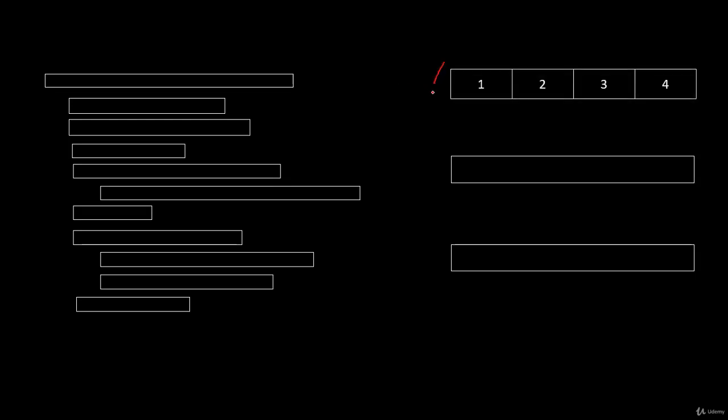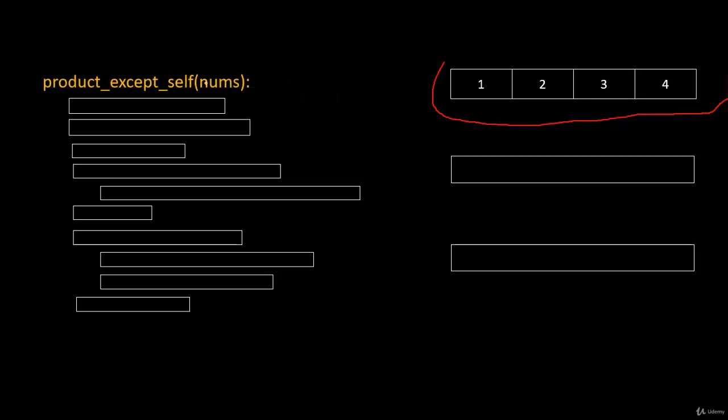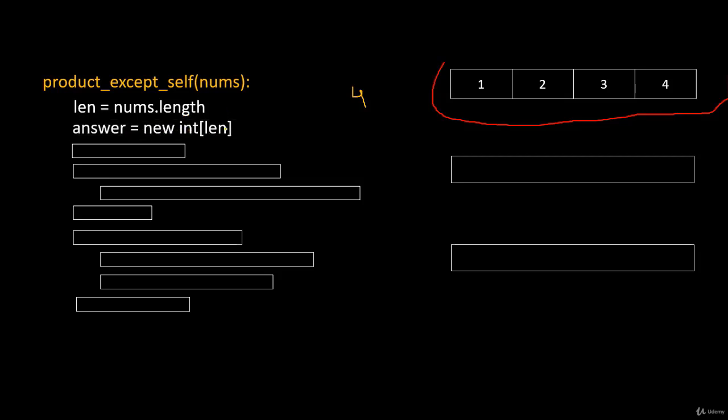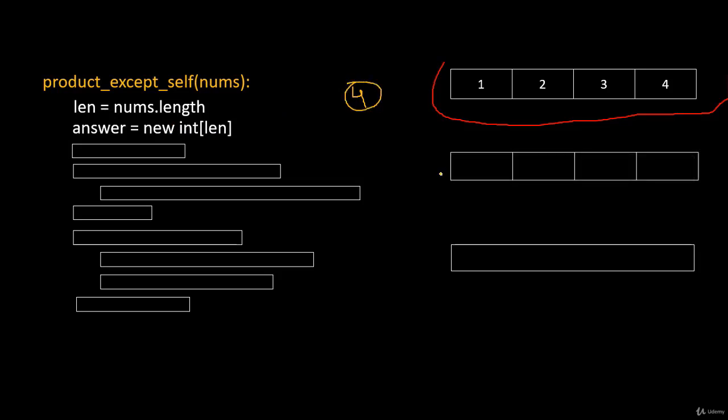Here's my solution to this problem, product except self. We have this array for the test case. First, I'm going to create a function product except self that takes that array. Then I'm going to find the length of that array, and for this array the length is 4, right? Then answer equals a new array with the same length as the given array, right? And here we create an empty array of size 4.